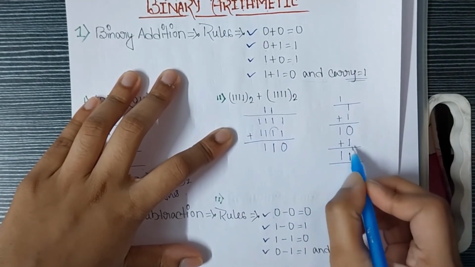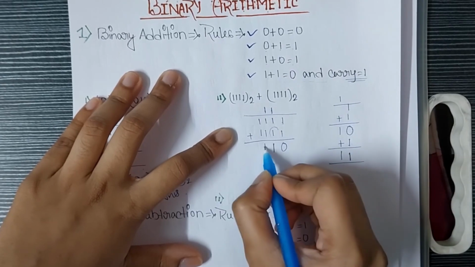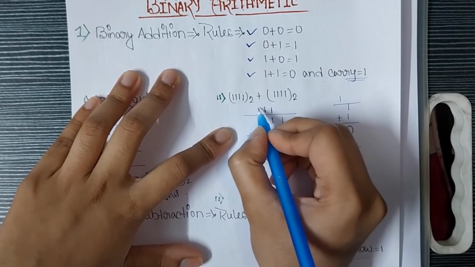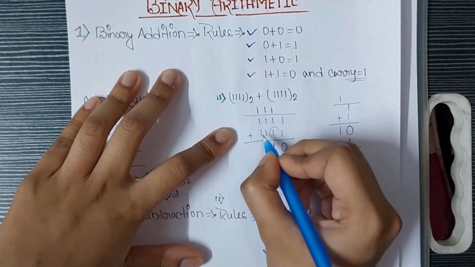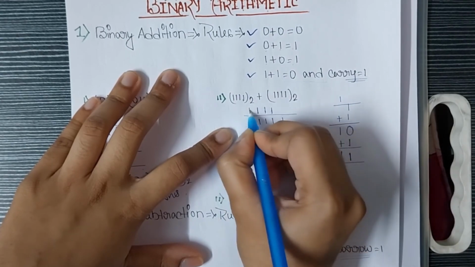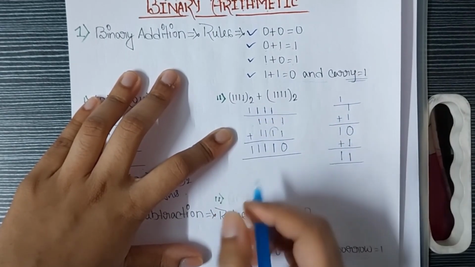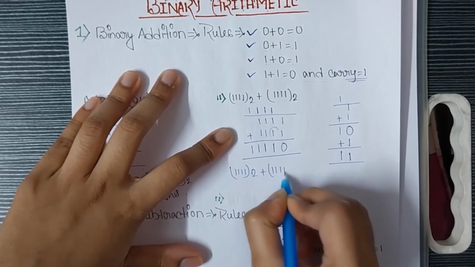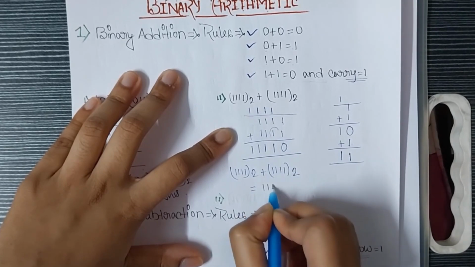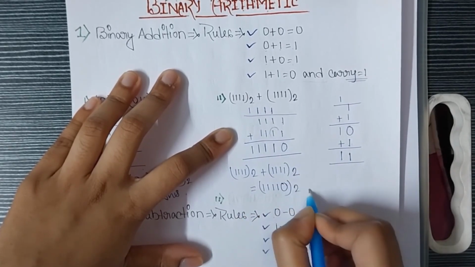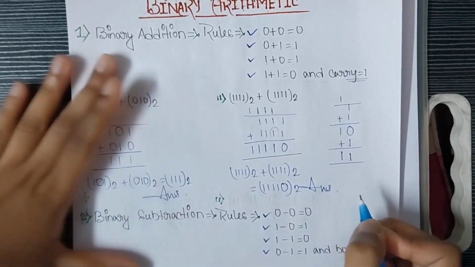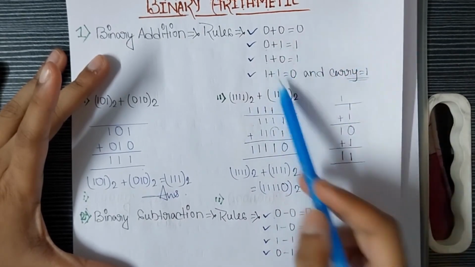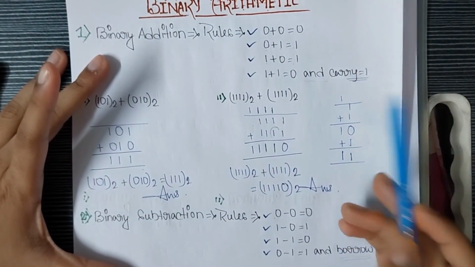As I have said, the right one will be written as the result and the left one will be written as the carry. So here will be also 111, so 1 and the carry 1. So this is my final result of this binary addition, using the rules of binary addition.